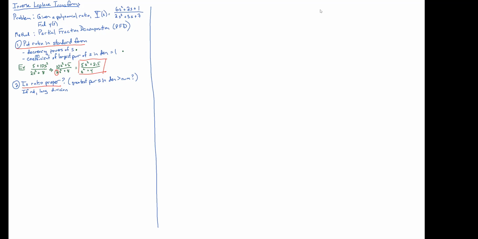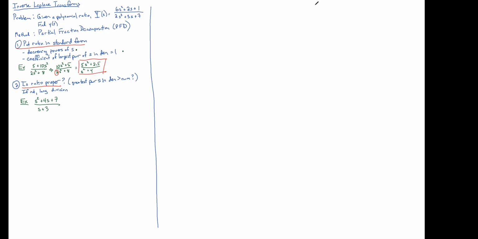So again, easiest to show by an example. If we have something like s squared plus 4s plus 7 all over s plus 3. First check, is it in standard form? Yep, decreasing powers of s. Coefficient of the largest power of s is 1 over here. But it is not a proper ratio.